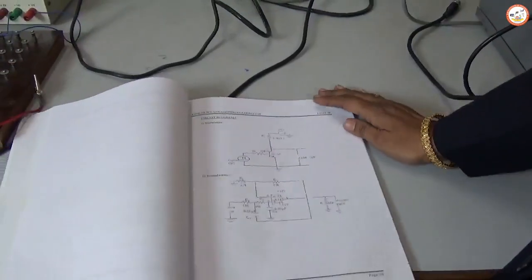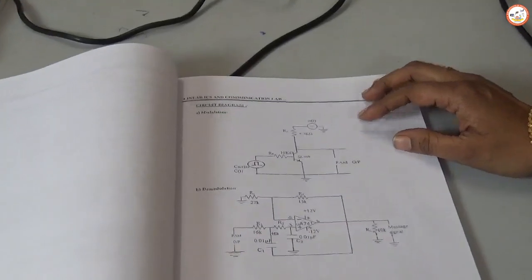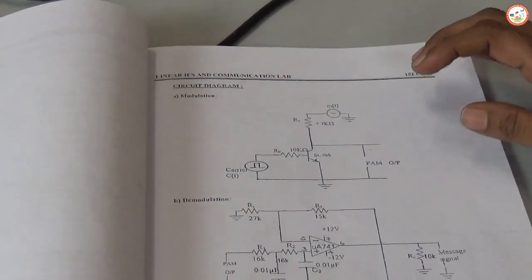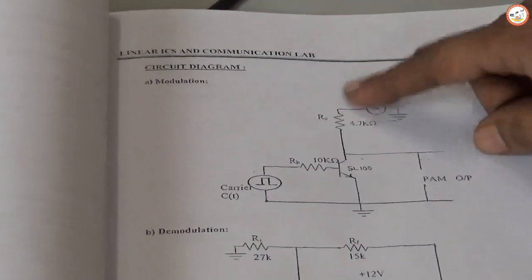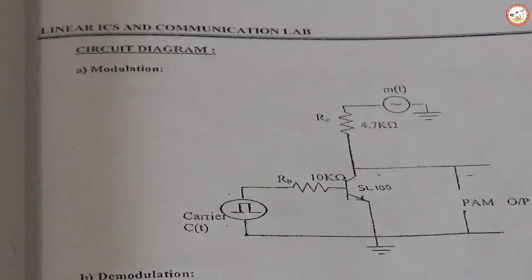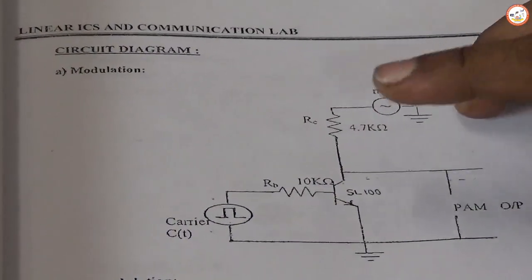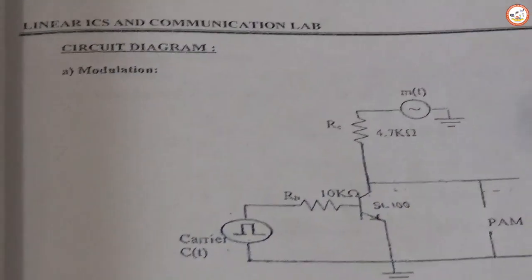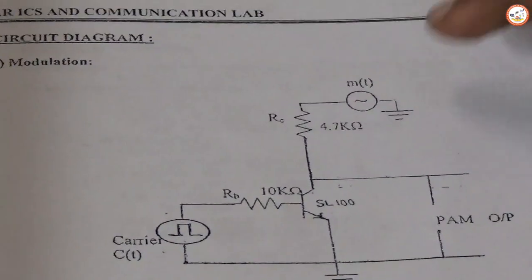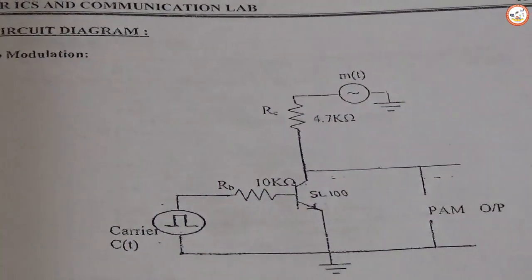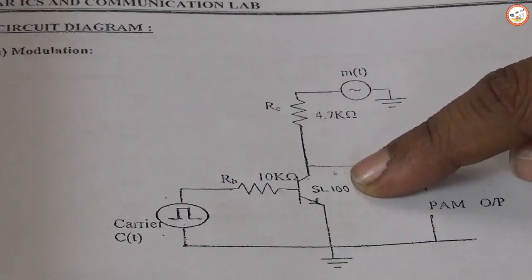The aim of the experiment is to design the PAM signal, demodulate the PAM signal and verify the sampling process. So this is the circuit diagram of the pulse amplitude modulation. Here the transistor acts as the switch, and we have given the message signal as a sine wave and the carrier signal as a square wave.